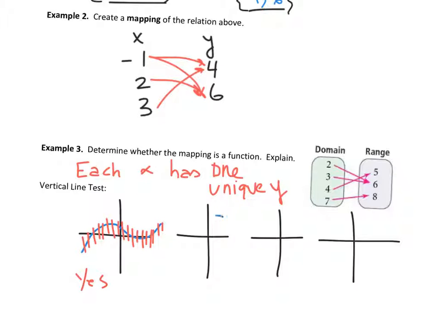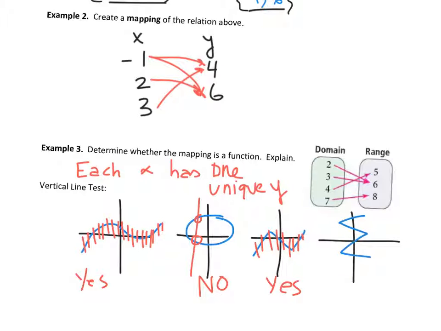Okay, contrast that with something like this. If I drew a vertical line, I'm crossing the blue function or the blue relationship twice, so it's not a function. Okay, here's another example. This one, if I drew vertical lines, yes, it would be a function, but if I make it go like this, it's going to cross more than once, so no, it's not a function.